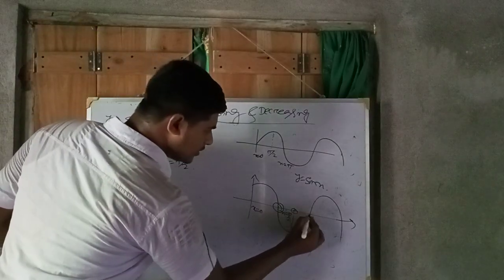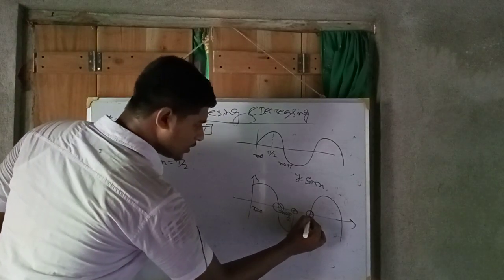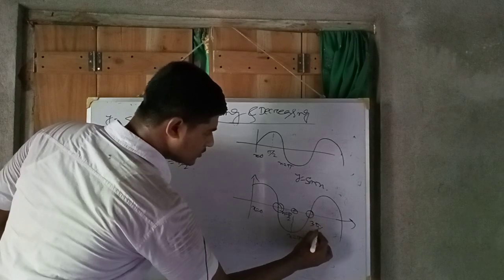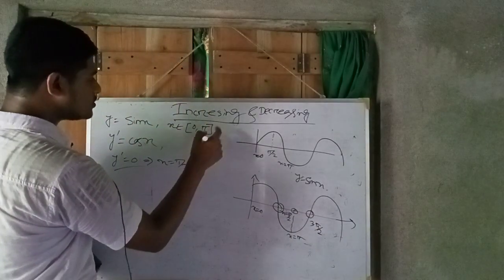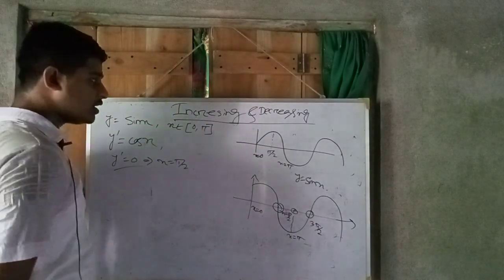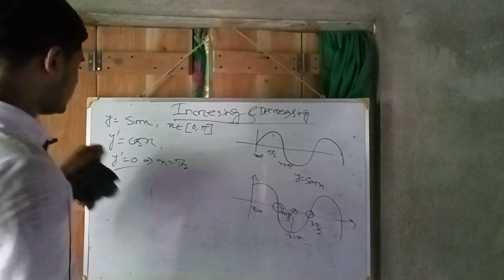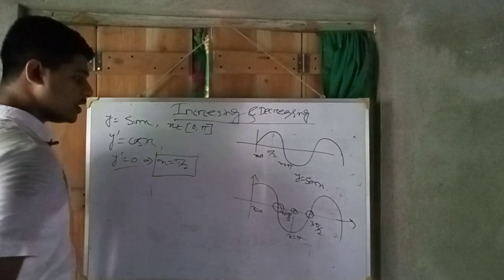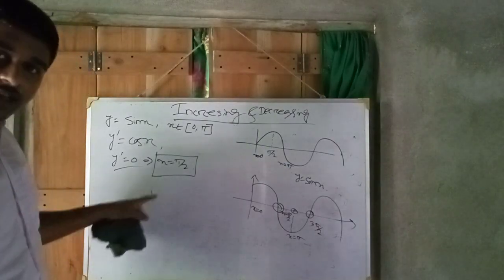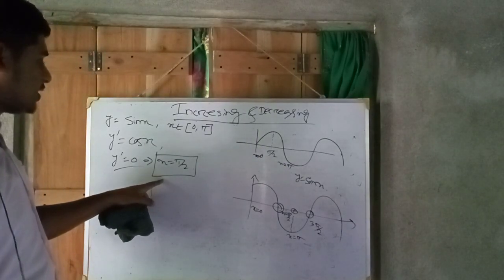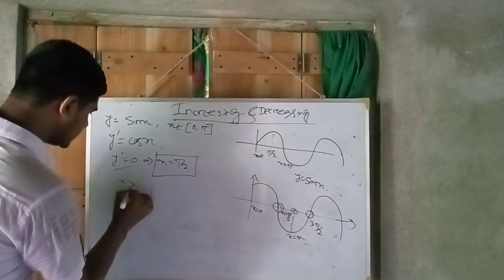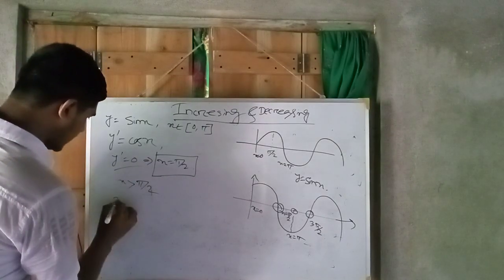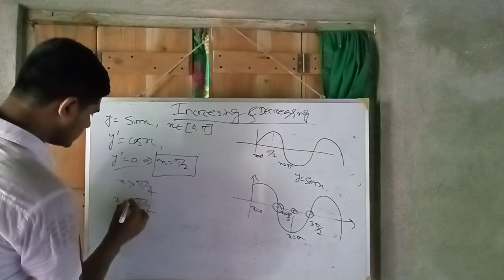Cos x also vanishes at 3 pi by 2, but 3 pi by 2 does not belong to this interval, so it is not of interest. Here the critical point is only x equals pi by 2. For this critical point, we want to check when x is greater than pi by 2 and when x is less than pi by 2.